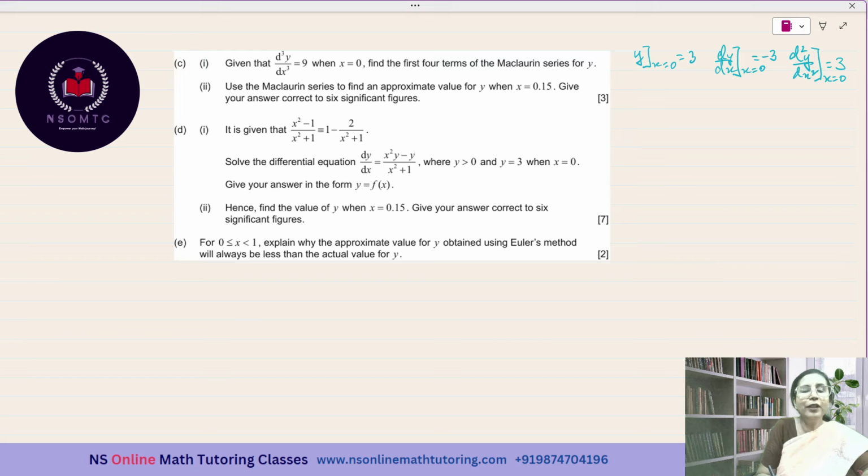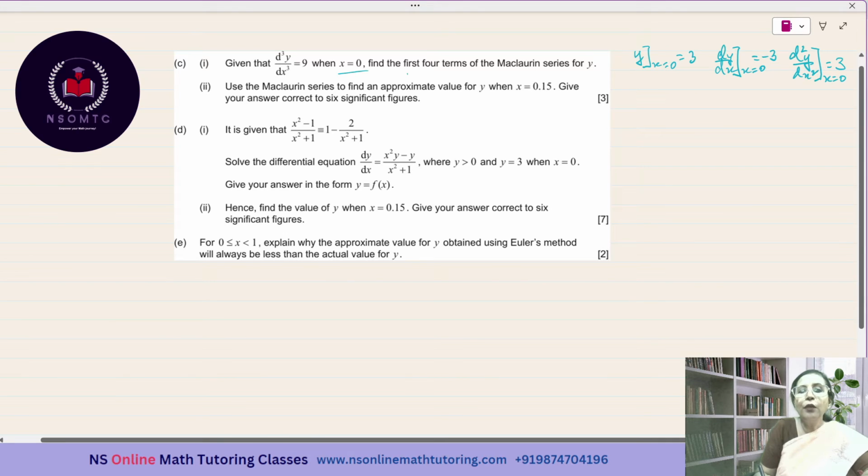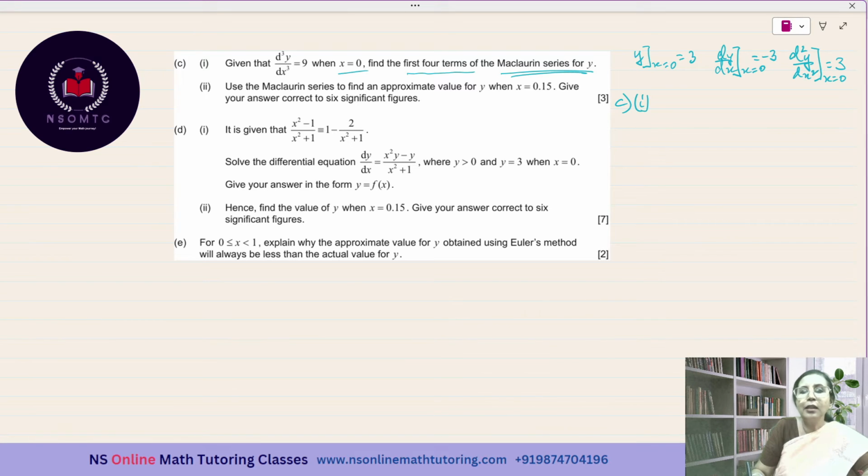Subpart C, it contains 2 further subparts. The I's question is: given that d3y by dx cube equal to 9 when x equal to 0, find the first 4 terms of the Maclaurin series for y. Okay, so Ci, and these are the values: y equal to 3 when x equal to 0. These are the initial x and y values given in the question when we were solving this differential equation using Euler's method. And dy by dx, we had found the value as negative 3 when x was equal to 0. And d2y by dx square, we have shown this value to be equal to 3 when x is equal to 0.